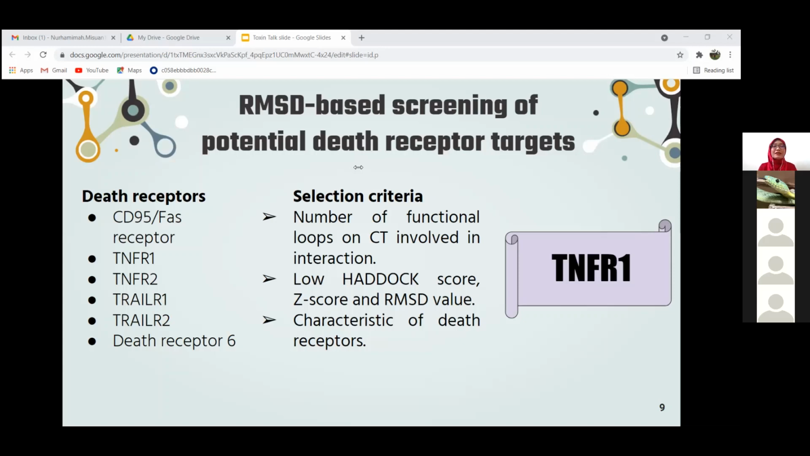So to find the best receptor that interacts with CT, we introduced a few selection criteria, such as the number of functional loops of CT involved in the interaction, low HADDOCK score, Z-score, and RMSD value, and also the characteristics of each death receptor. Based on these criteria, we concluded that TNF-R1 appeared to be the best docking model with CT compared to the other receptors.